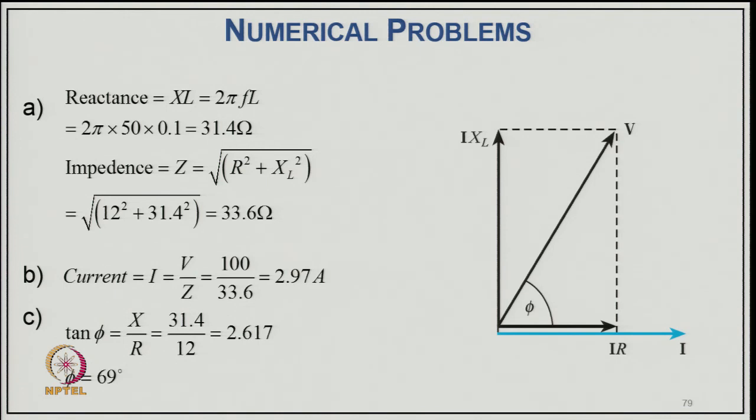The reactance of the coil is X L, that is 2 pi F L equal to 2 pi into 50 into 0.1. So, that comes to 31.4 ohm, and impedance is Z equal to under root R square plus X L square. So, you can put the value 12 square plus 31.4 square. That comes to 33.6 ohm, and now current is I equal to V upon Z, that is 100 upon 33.6 equal to 2.97 ampere, and tan phi is X upon R, that is 31.4 by 12, that comes to 2.617, from which we can calculate phi equal to 69 degree, and that is the phasor diagram corresponding to the circuit here.